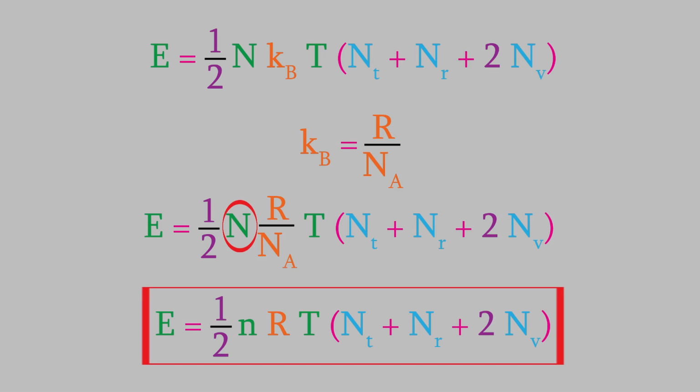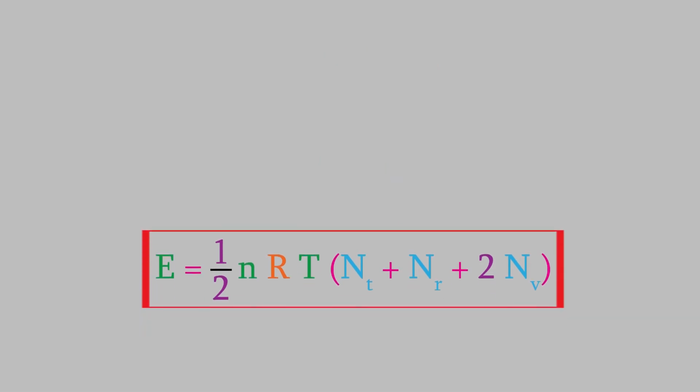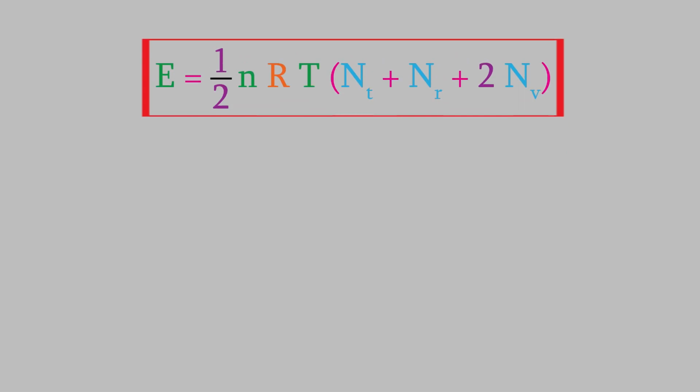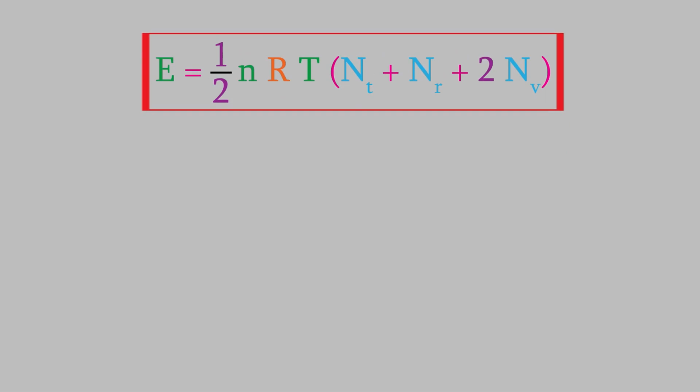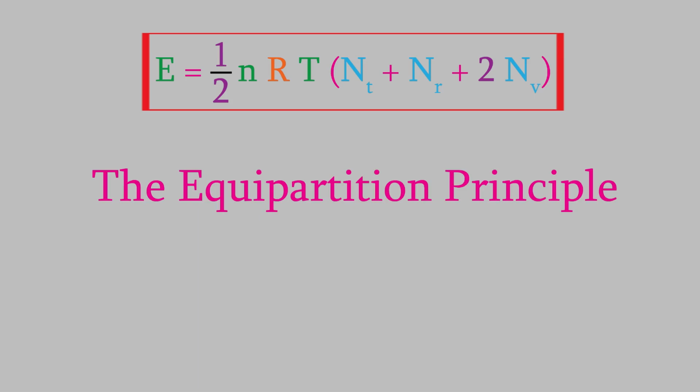It's most accurate for samples that behave like ideal gases. This equation is a very easy way to determine the energy due to the motions of molecules in a sample, and it's known as the Equipartition Principle. One of the most useful things we can do with it is determine the energy that would be needed to heat a sample. Let's try it.